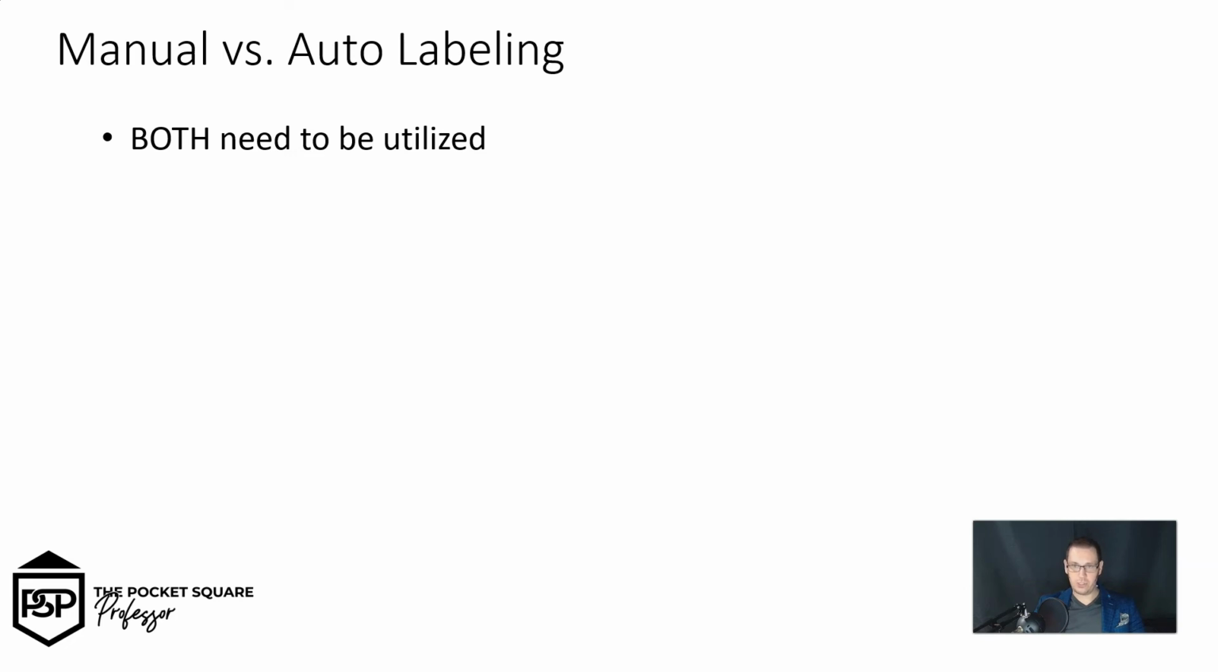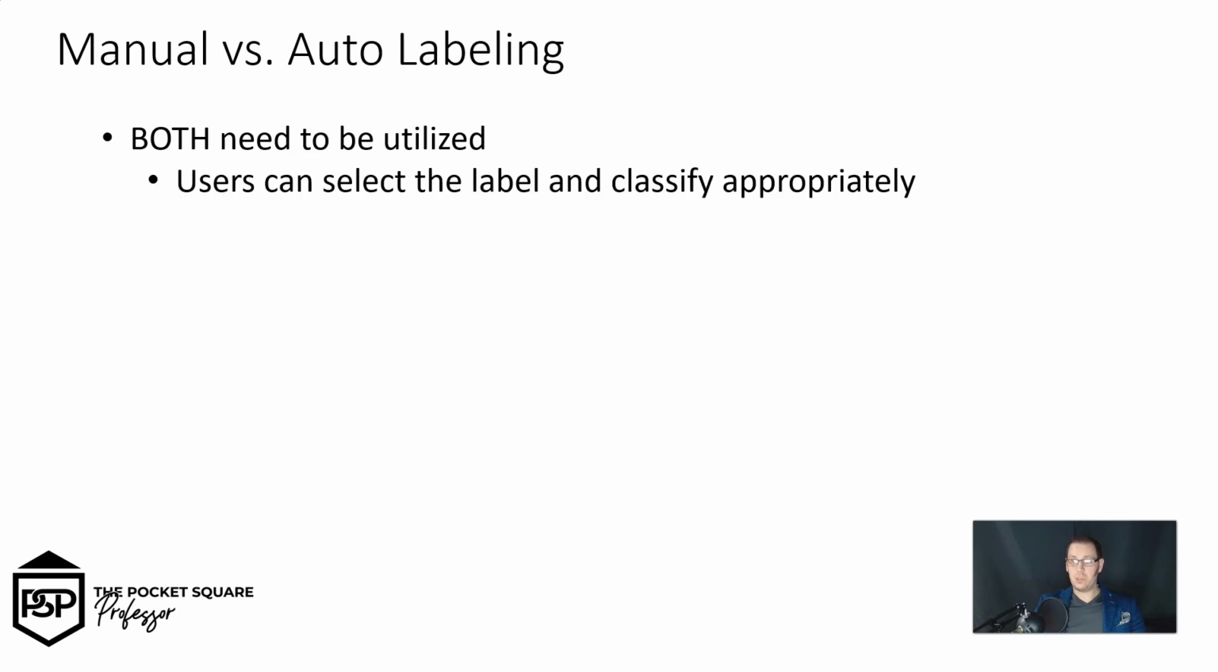And I need to understand it, and I need to be involved in this process because, again, I am fundamentally changing the way that I work in a day-to-day scenario. Very difficult to roll these out here. I will be completely honest with you. This is probably one of my more challenging type projects. But manual labeling versus auto labeling, both need to be utilized to be successful. Users need to be able to select the label and classify it appropriately.